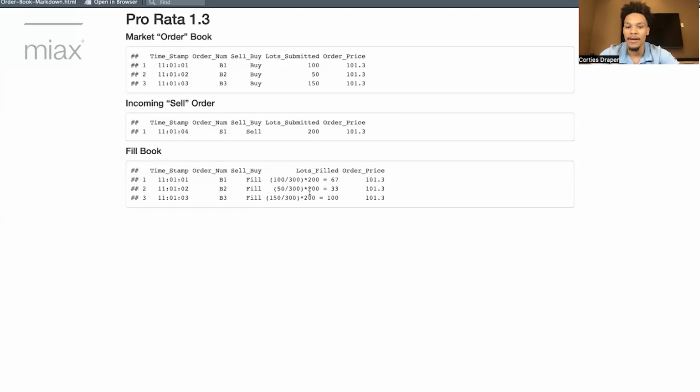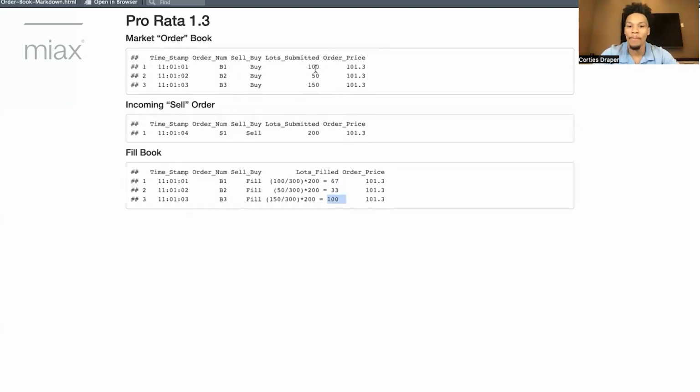We'll see that our first order, 100 divided by 300 times 200, is 67. We do the same thing with our next order: 50 divided by 300 times 200 is 33. Then we do the same with our last order, which is 150 divided by 300 times 200, is 100. So our biggest order of 150 had the biggest execution of 100, because that represents a bigger portion of our entire market order book.